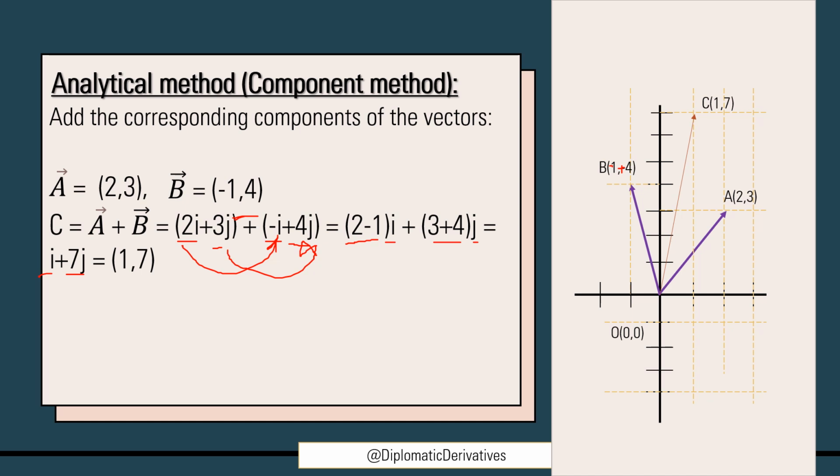Now the question is in the form of points, therefore your answer must also be in the form of points. So from the vector you will make points. It's simple. i is just 1, and 7j becomes 7. In the first step you went from the point to the vector, and here from the vector you go to the point. That's how you will perform the analytical method.